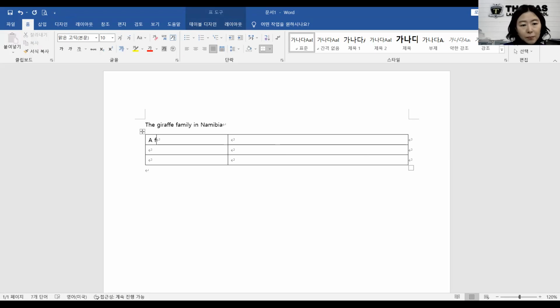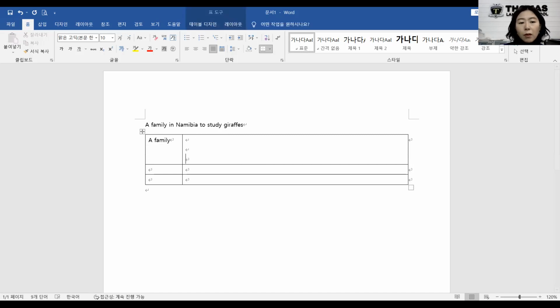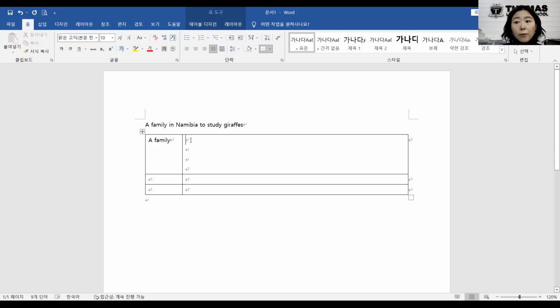Okay, a family, not a giraffe family, a family. There is a family in Namibia to study giraffes. Okay, in this way we need to choose the topic. Then after that, we can make some outlining for the first paragraph. Okay, a family. We can write down short information about their ideas.